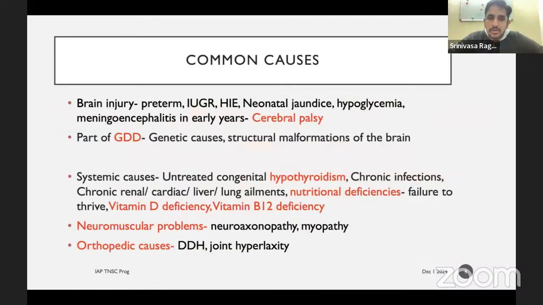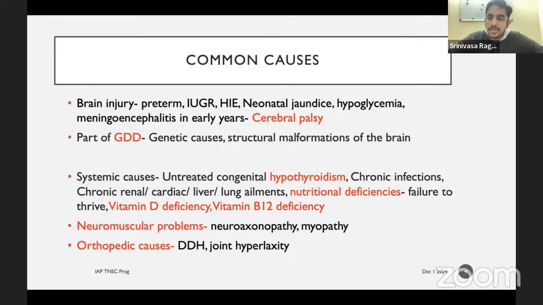What are the more common causes of motor developmental delay? The most common cause is any brain injury: a high-risk infant, preterm, IUGR, HIE, neonatal jaundice, or a child who has had meningoencephalitis in the early years, which are likely to lead on to cerebral palsy. This remains the most common cause of motor delay in our setup in our country. Or the motor delay could be a part of a global developmental delay. The first manifestation would be a motor delay, so the motor delay will be a part of a global delay.